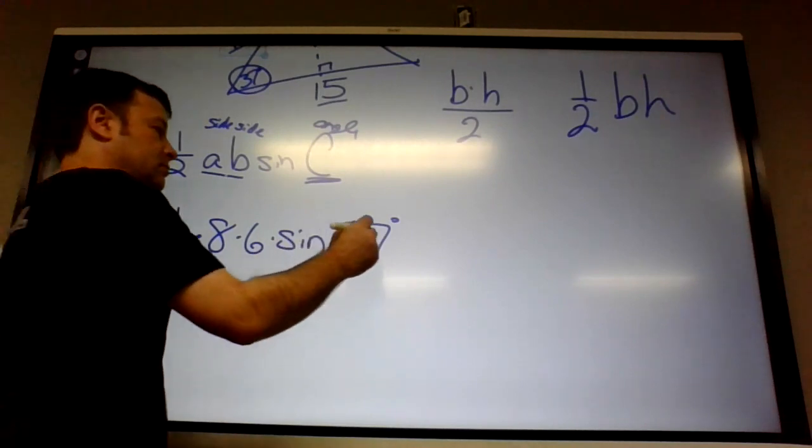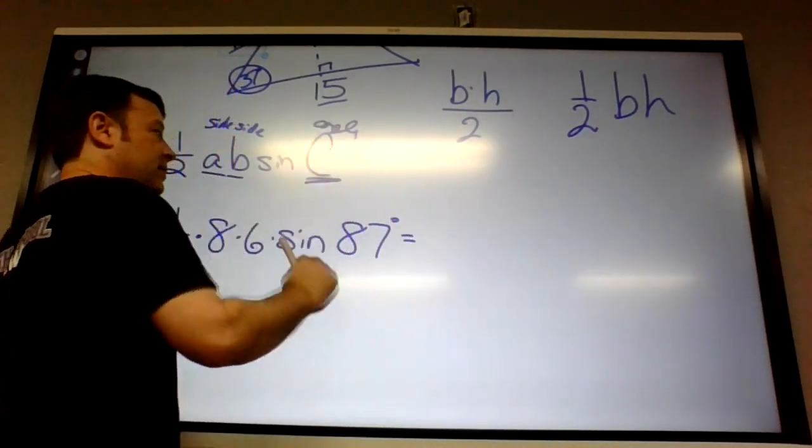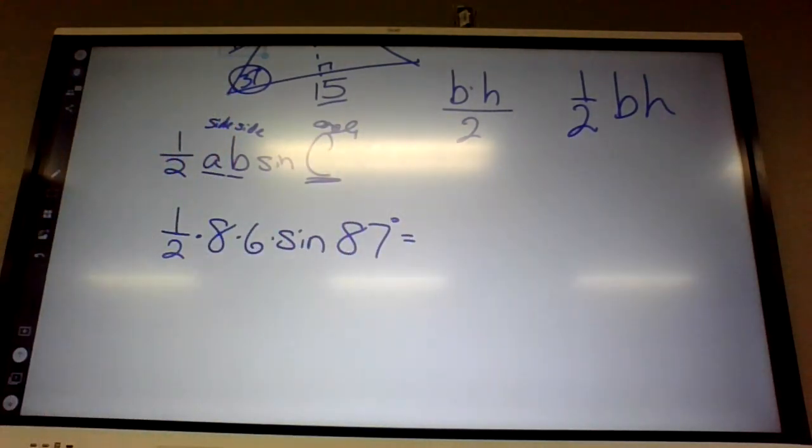So what's the C at the end of those? C is the angle. That's in between. Oh, okay. I thought that was the other side.